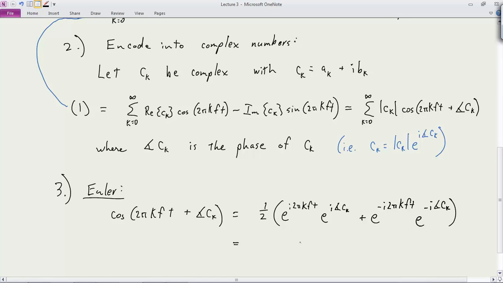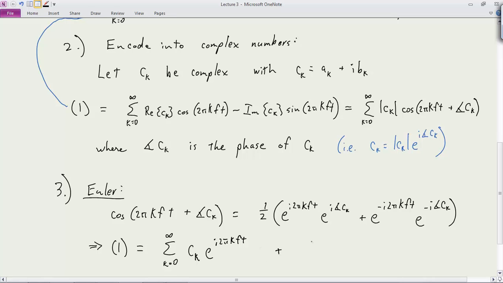Which equals, so therefore, okay, so that's what cosine equals, so therefore the above, I'll just keep referring to that as 1, equals the sum k equals 0 to infinity of the magnitude. So we have a magnitude of C out front, and I'm going to take this first term here and just make a sum out of these first terms. We have the magnitude of C, and we have the phase. So that's going to equal C_k e to the i 2 pi k f t. Okay, that's from the first term of this Euler's identity.